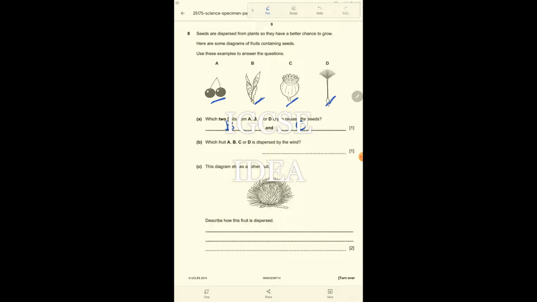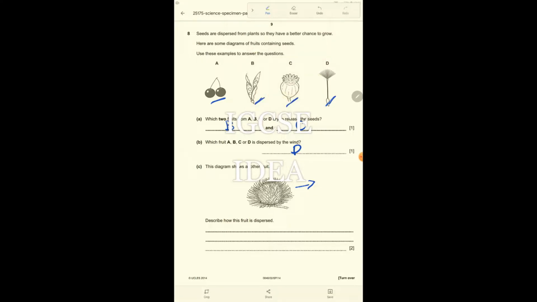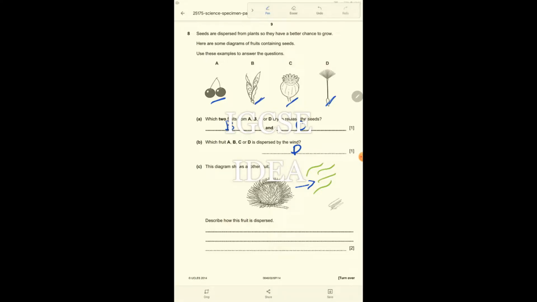Which fruit, A, B, C, or D, is dispersed by wind? D. This diagram shows another fruit. Describe how this fruit is dispersed. Okay, so we can see that the fruit has got hair-like structures. This hair-like structure can stick on to any animal's fur. When the animal moves to a different place, this seed will fall down into the mud or anywhere and grow into a new plant producing the same fruit.